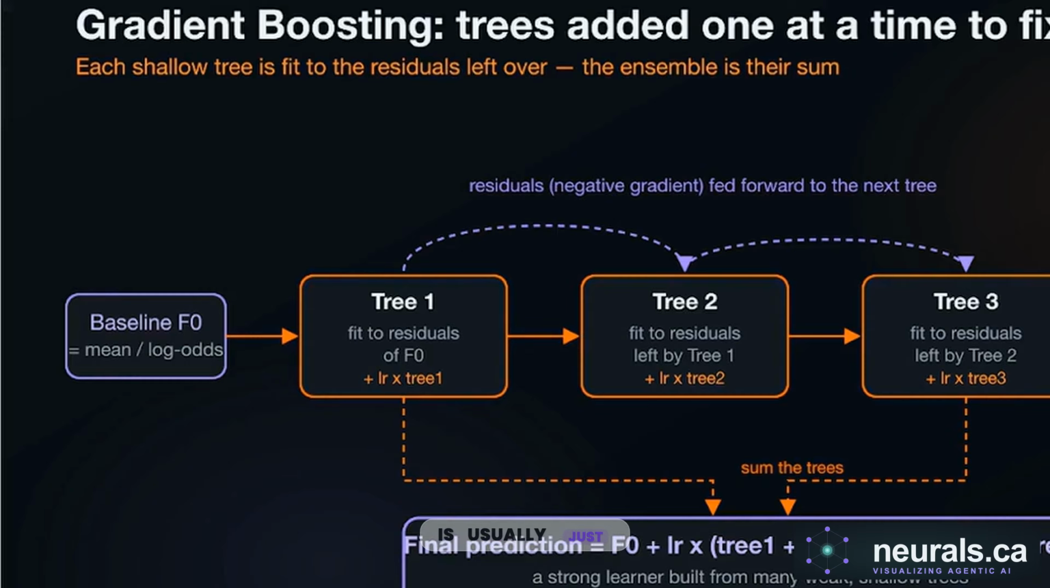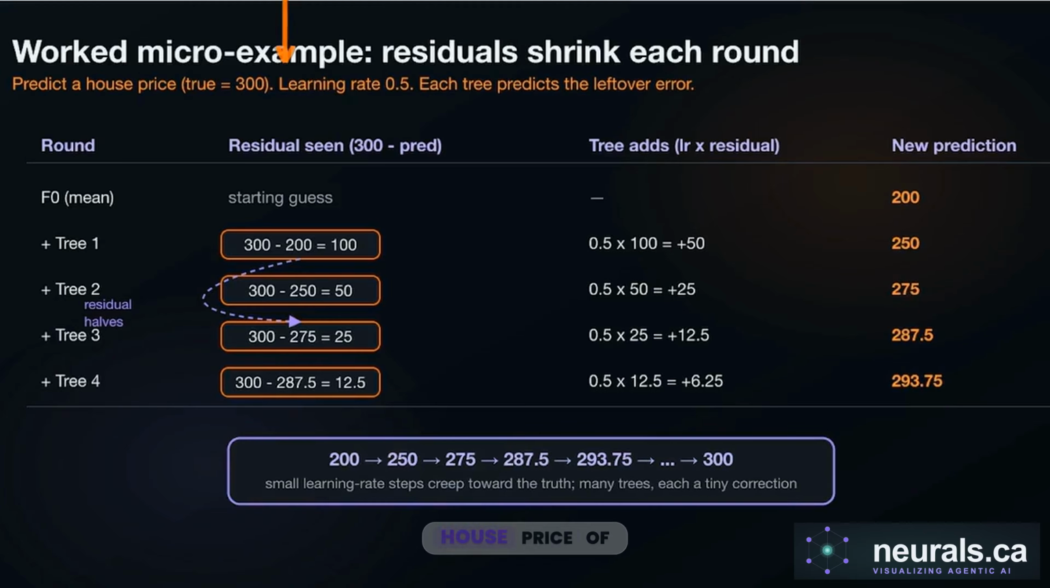This is usually just the mean of the labels. We calculate the error of that baseline, the negative gradient, and feed it forward as the target for the first decision tree. In this example, we are trying to predict a house price of $300. Our baseline starting guess is $200. That leaves a residual of $100. Tree 1 is now built to predict that $100 gap.